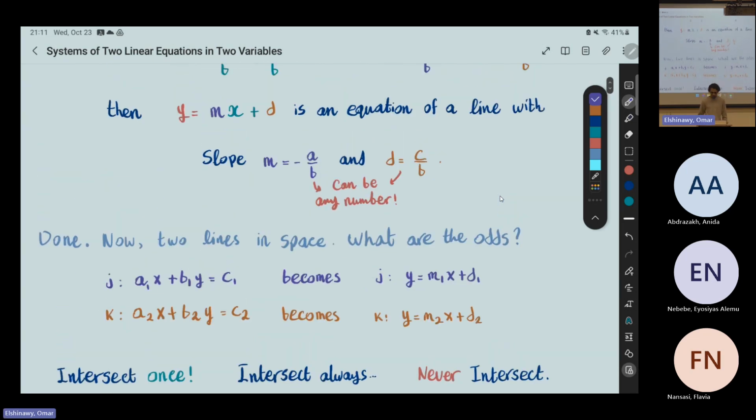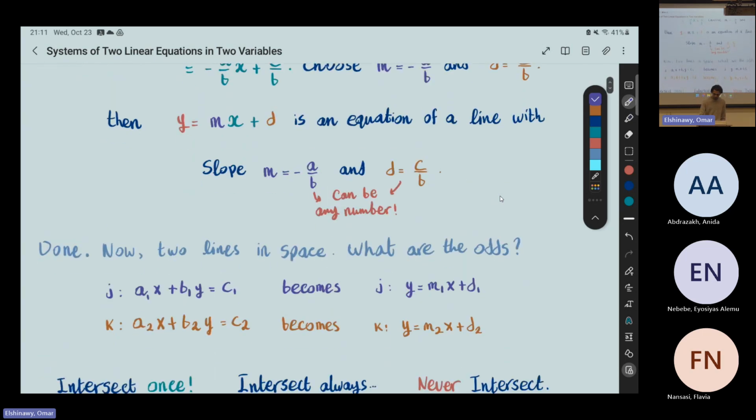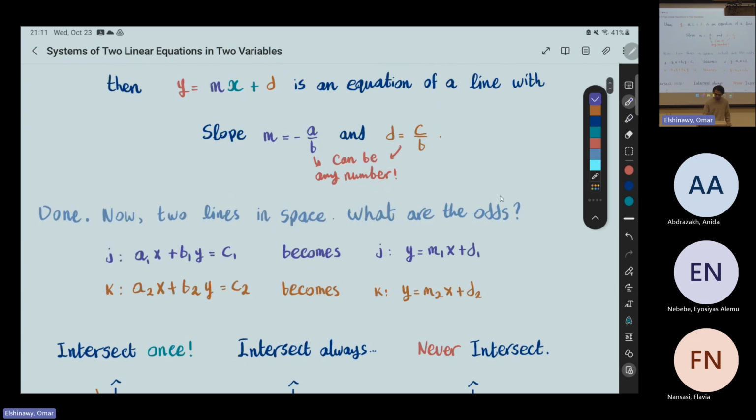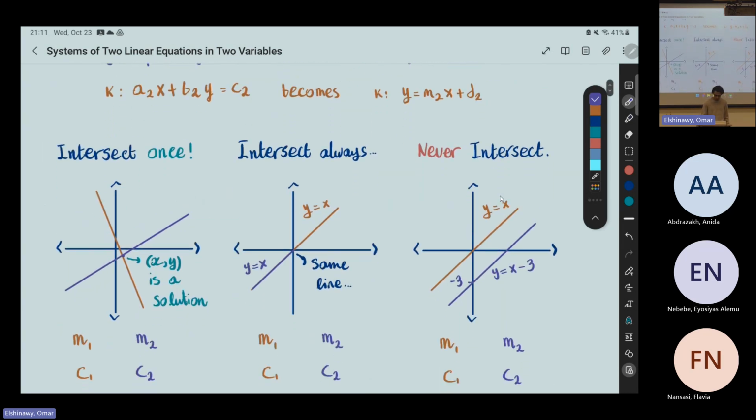So we have two lines in space. We have two equations, two linear equations. Then we have two lines in space. Now, what are the odds? So we have some initial equation that looks like this. We have some other equation that looks like this. And then we have two lines. So this is the first line. It's in purple. I think that's purple. And the other one is in brown. So there are really just three possibilities here.